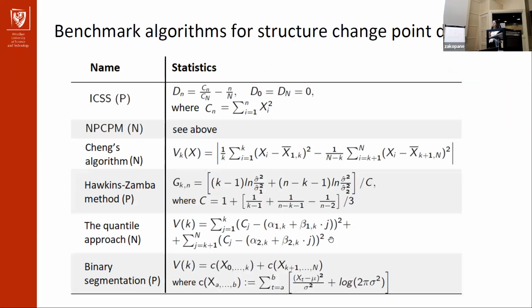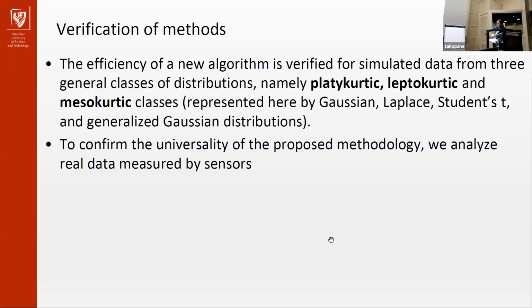Our research started by implementing algorithms known from the literature for change point detection. On the right-hand side, we can see the names of six algorithms that I used in my work. If there is a p in the brackets, it means that the method is parametric, and if there is an n in the brackets, it means that the method is non-parametric. The statistics on which these methods are based are visible on the right-hand side.